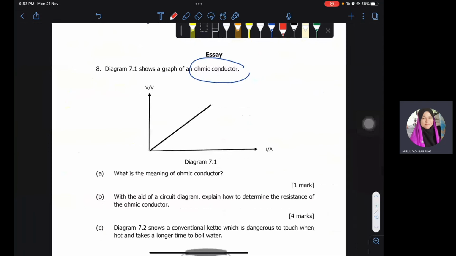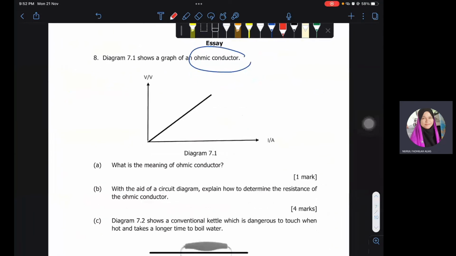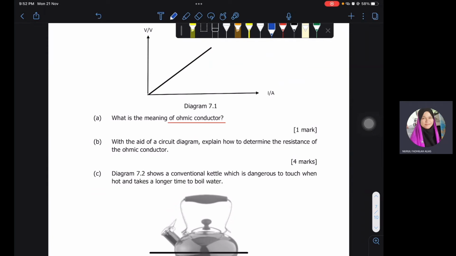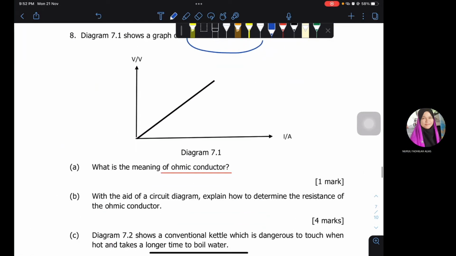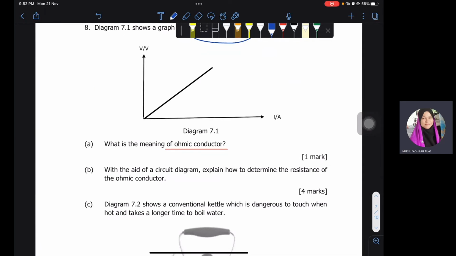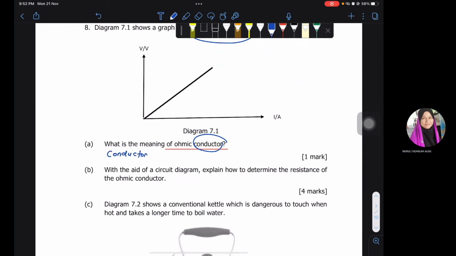Jadi back to this question. This around soalan tentang ohmic conductor. Dia obeys Ohm's law. So what is the meaning of ohmic conductor? Itu pun you kena tahu. So ohmic conductor is a conductor that enable us to get this graph. So graph ni graph apa? Graph ni adalah graph tunjukkan Ohm's law. So conductor, dia tanya conductor ni kenapa nama dia ohmic? Kenapa? Sebab it is a conductor which obeys Ohm's law.